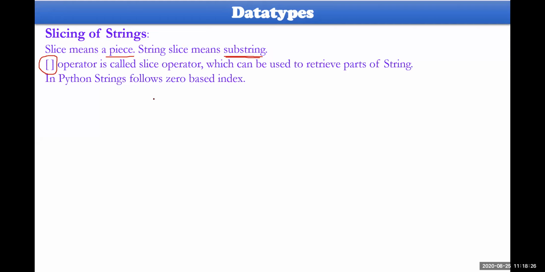Not only in Python, in any programming language, a string or array starts with 0 as its index, 0 as its base index. Why is the base index 0 here? Let me take one example, then you could understand why it is 0.